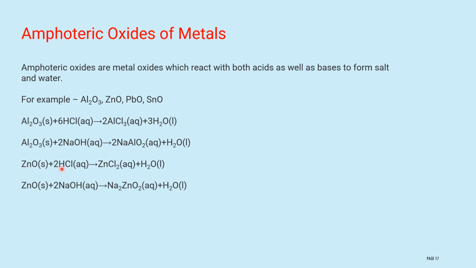Zinc oxide reacts with HCl. You will get zinc chloride plus water. Zinc oxide reacts with sodium hydroxide. You will get sodium zincate plus water. Therefore, all amphoteric oxides react with acid or base to give their respective salt and water.